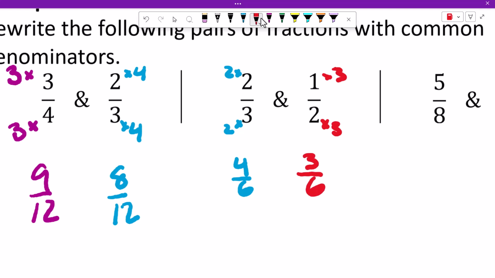Okay? So now, with these first two examples, gosh, we're paying attention, right?